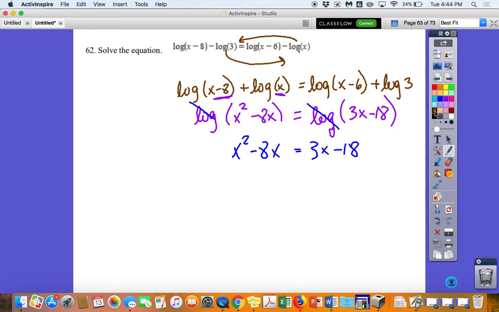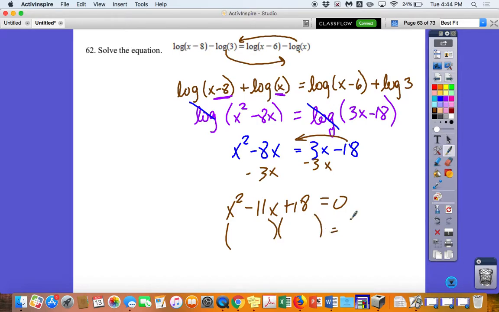That x squared declares that everything has got to come join him. He's positive, so they all need to come running. Okay, so that's going to be x squared minus 11x, and then make your 18 go over, positive 18 equals 0. What two numbers multiply to 18 and add to 11? That would be 9 and 2. Signs are the same, both negative. So x is 9 and x is 2.